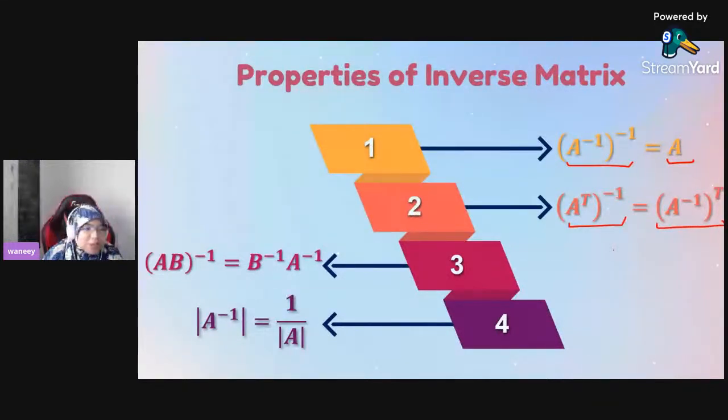Either you do the transpose first and then calculate the inverse later on, or you inverse them first and then transpose them. Okay, C. If we have AB inverse, that means you calculate A times B first, get the value of A times B, and then inverse that product. That will be equal to calculating the inverse for B first, and then the inverse for A, and you times them both. So that is actually equal to AB inverse.